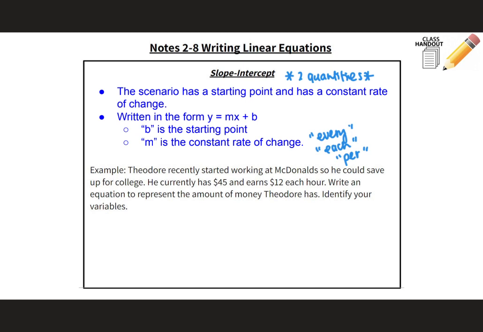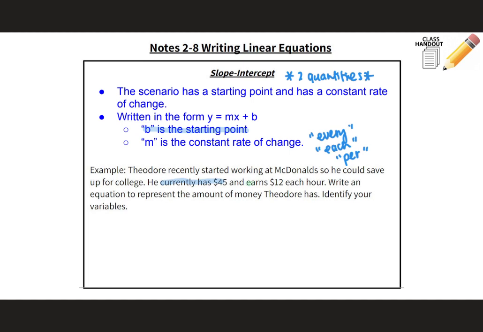Here's an example. It says Theodore recently started working at McDonald's so he could save up for college. He currently has $45 and earns $12 each hour. Write an equation to represent the amount of money Theodore has. Identify your variables. I see two quantities in this problem. He currently has $45, so that's actually going to be our starting point, because that's how much he's starting with.